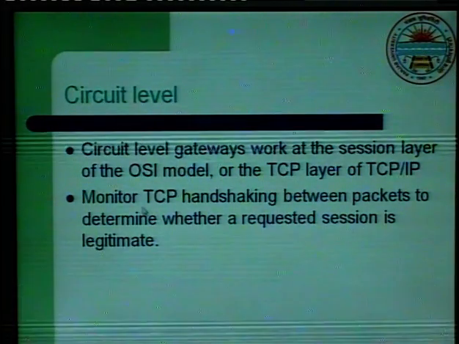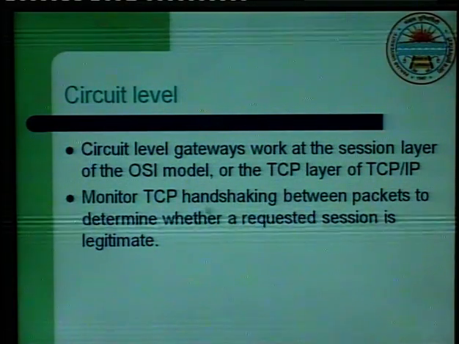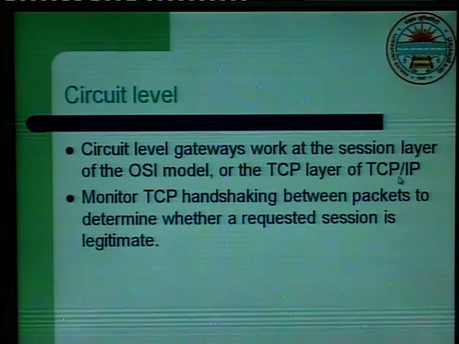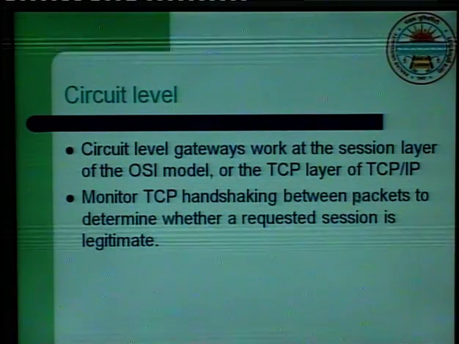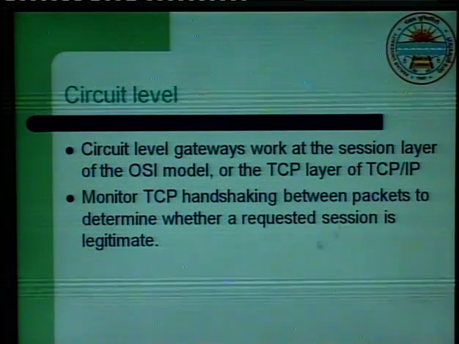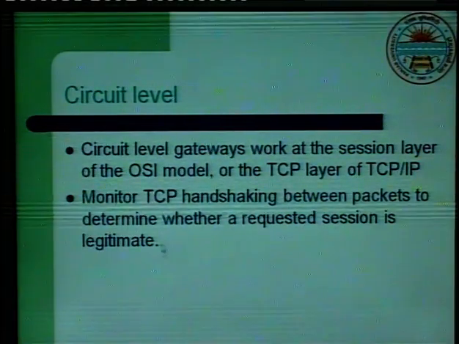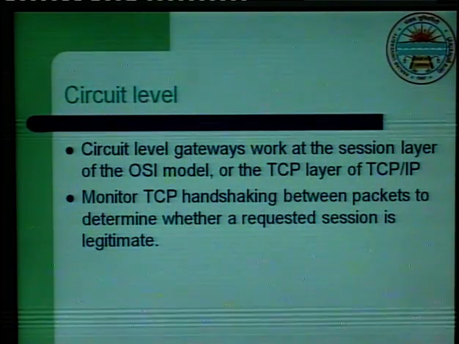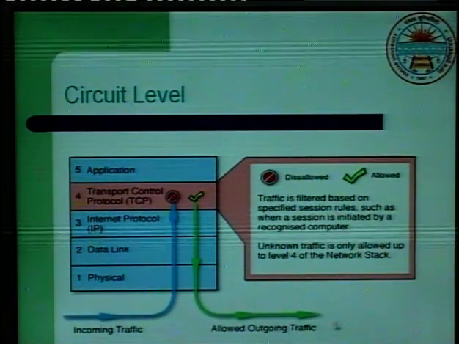Another type of firewall is the circuit level firewall, which works at the session layer of the OSI model or the TCP layer of the TCP/IP. It monitors TCP handshaking between packets to determine whether a requested session is legitimate or not. But these are very rarely used because we use either packet level filtering or application level filtering.